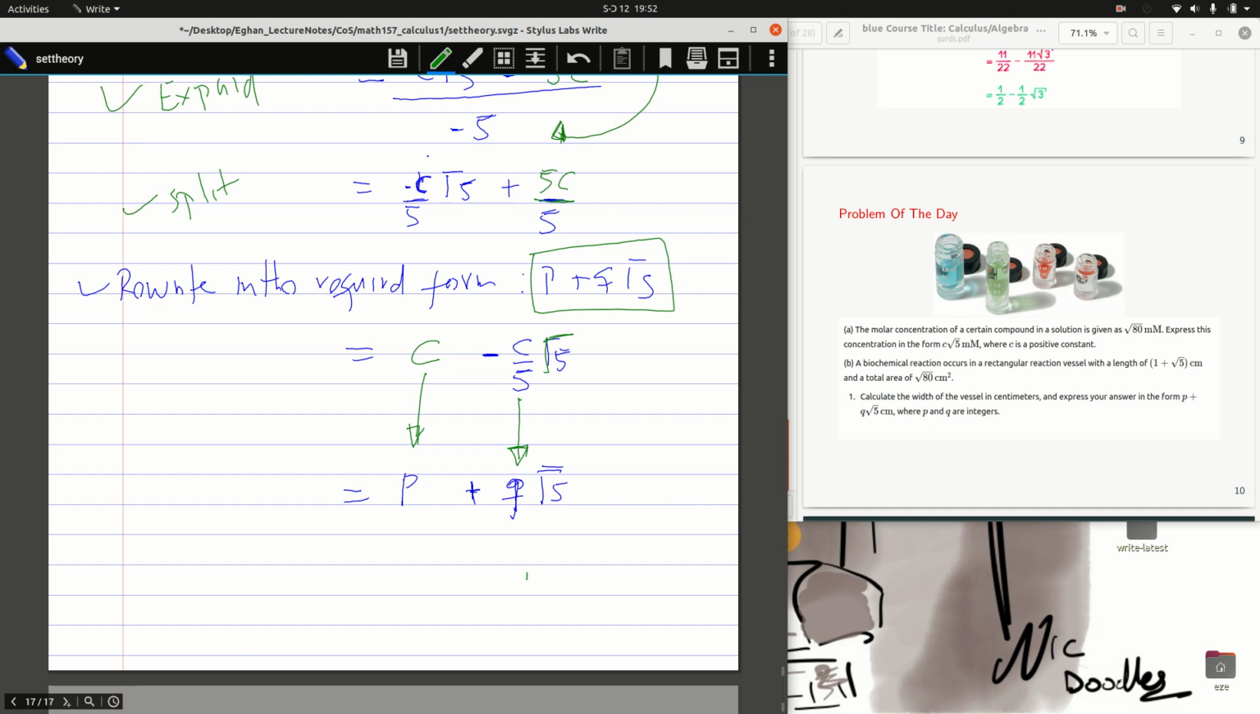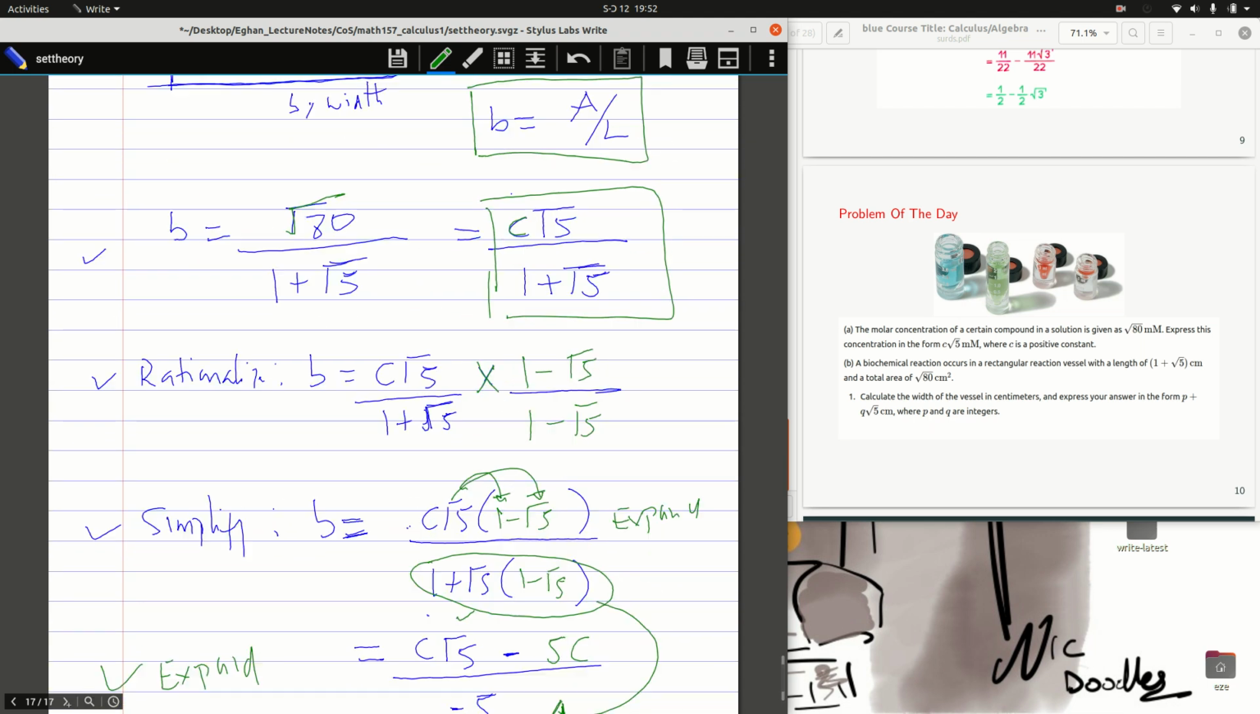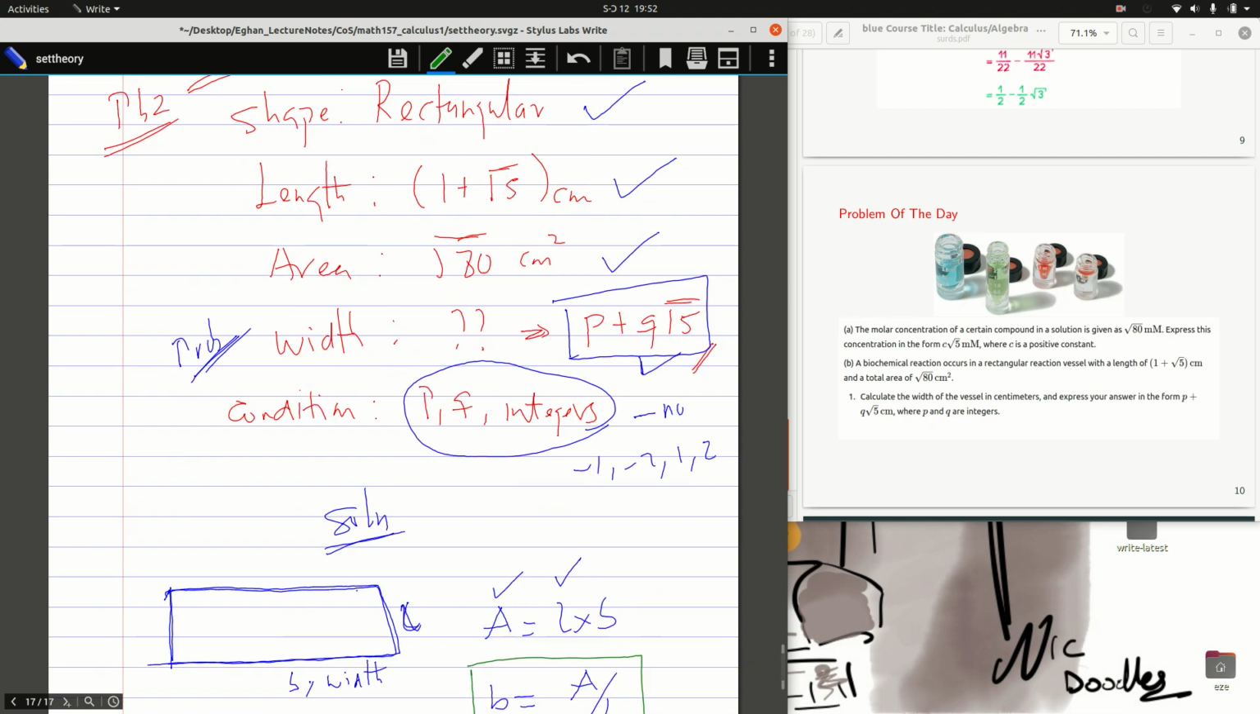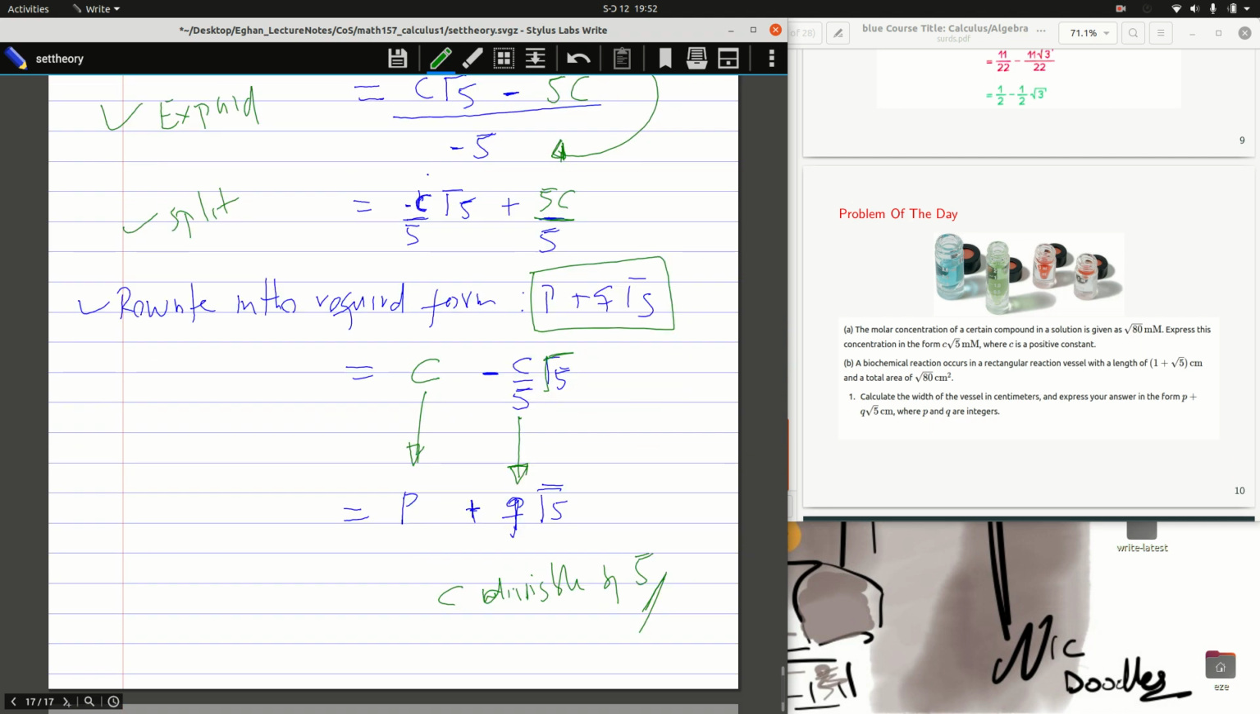I expect that my C will be divisible by 5. Other than that, I'm going to get a fraction. P and Q are integers, so you realize that we need C to be a good answer or a correct answer. So kindly, if you work it out, let's express our answers in the comment section and see what we had. So P and then Q.